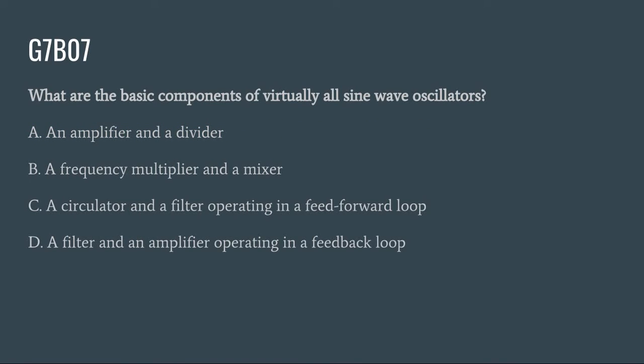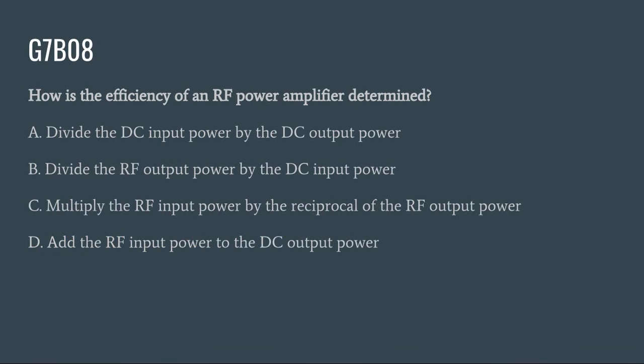G7B07, what are the basic components of virtually all sine wave oscillators? A, an amplifier and a divider. B, a frequency multiplier and a mixer. C, a circulator and a filter operating in a feed-forward loop. Or D, a filter and an amplifier operating in a feedback loop? Correct answer is D, a filter and an amplifier operating in a feedback loop.